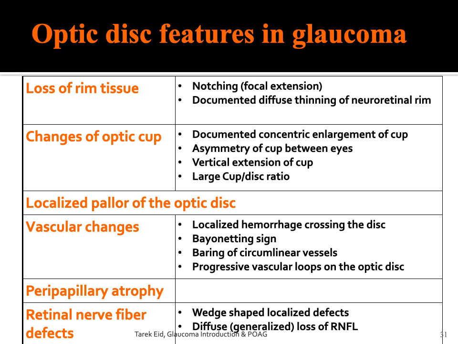Also, if there is pallor of the optic disc, and vascular changes like localized disc hemorrhage crossing the edge of the disc, bayonetting sign, baring of circumlinear vessels, or progressive venous lobes. And then we can see peripapillary atrophy or retinal nerve fiber layer defects, which can be localized defects, wedge-shaped defects, or generalized defects.